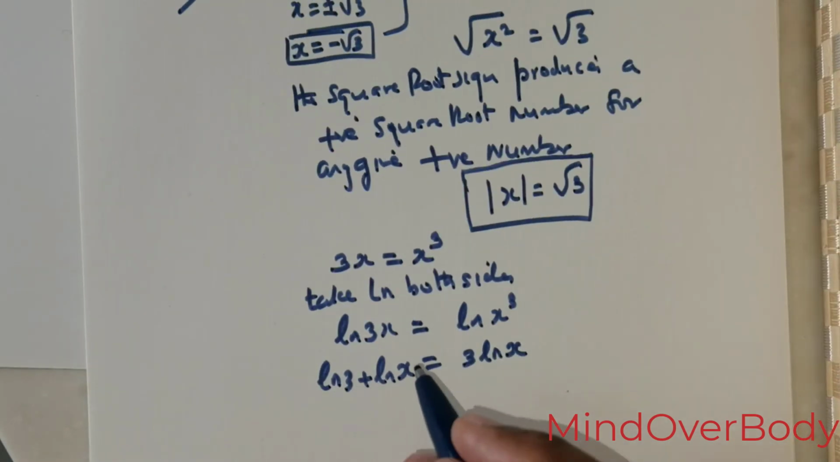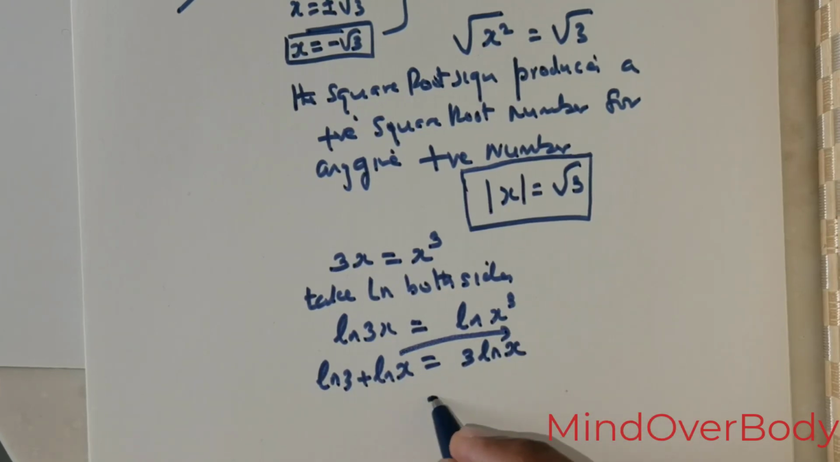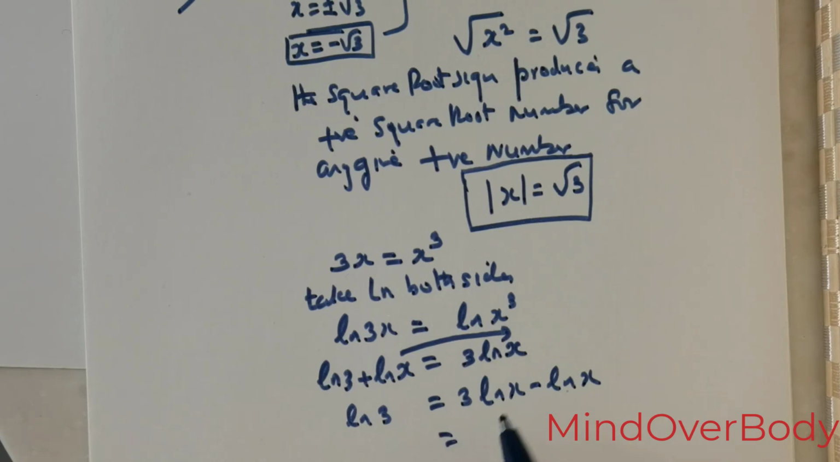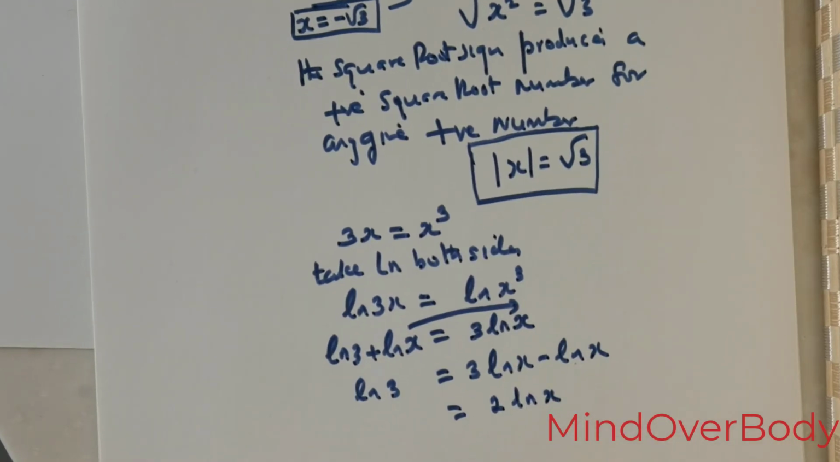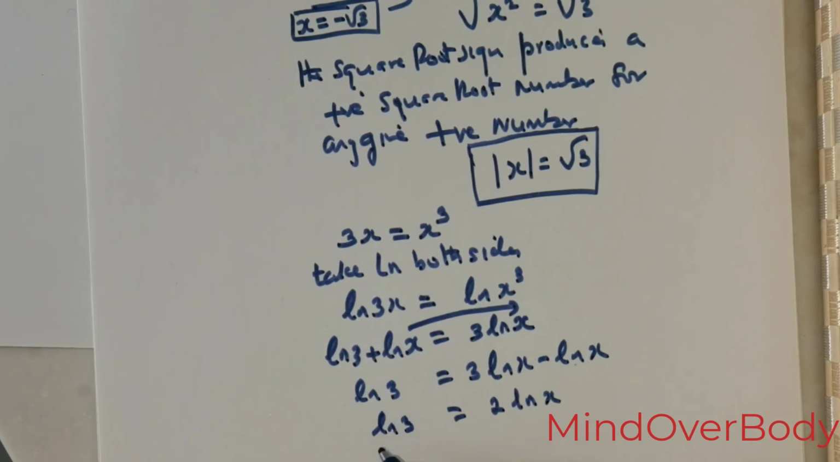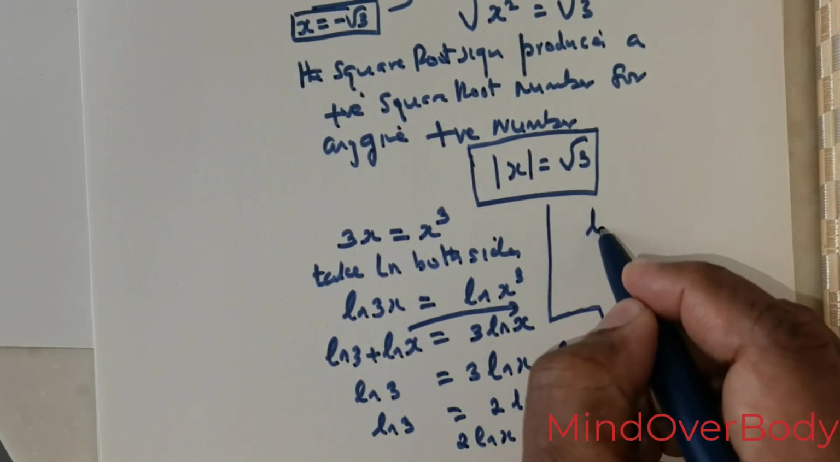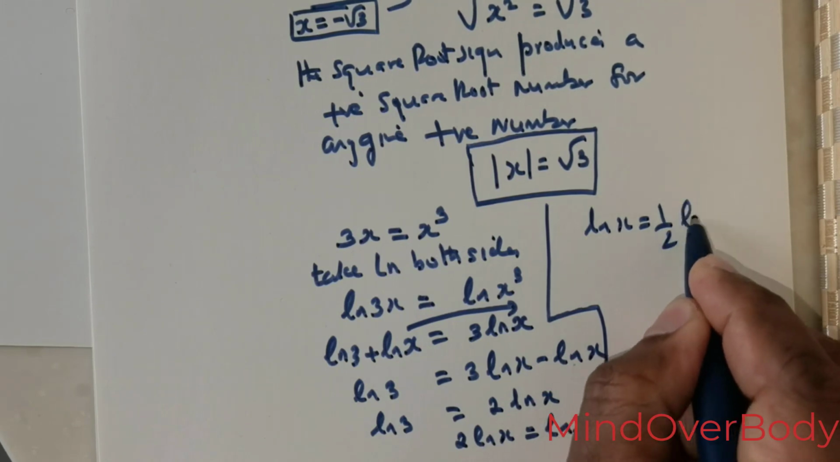Now, I can move this ln x to the other side, and then I can write this as 3 times ln of x negative ln of x. And on the left hand side, I've got ln of 3. Now, this is going to be 2 times ln of x, and this is going to be ln of 3. And I can rewrite this as 2 times ln x is equal to ln 3. Then I can have ln x is equal to 1 over 2 times ln 3.